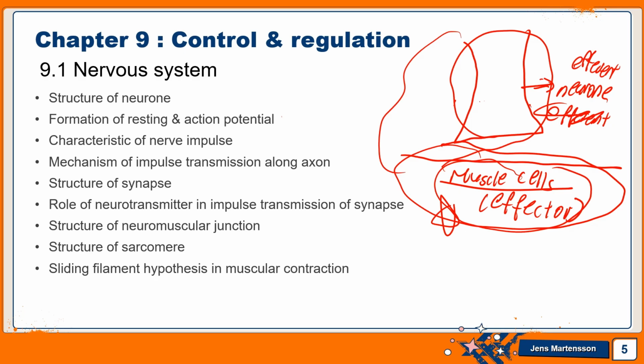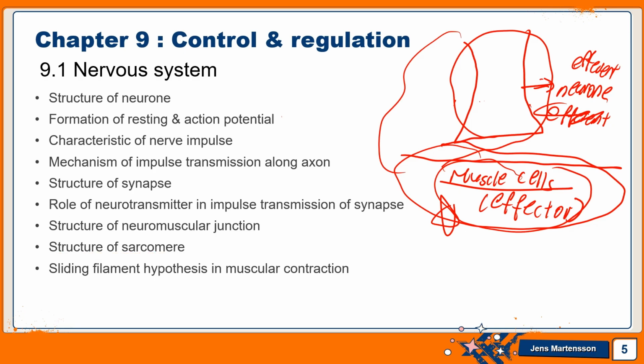Why that? Because in the second topic you have to learn about the structure of sarcomere. Structure of sarcomere is about the muscle cell. Sarcomere is one of the basic units in the muscle cells. Muscle cell is actually very small, right? But in biology we have to see more detail in muscle cells. There is one structure called the sarcomere. You have to know that, you learn that also.